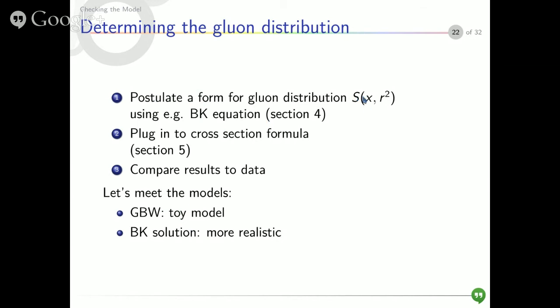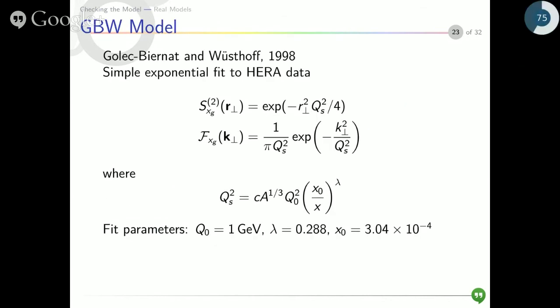So you make a guess for this function, plug it into the cross-section formula, and then see how well it actually matches what happens. I mentioned this in the beginning, that we basically take a theory, plug in some numbers, and see how well it matches the actual results. So this is that process. And there are two interesting models for what you can do with this function. The first one is this GBW model, as it's called.